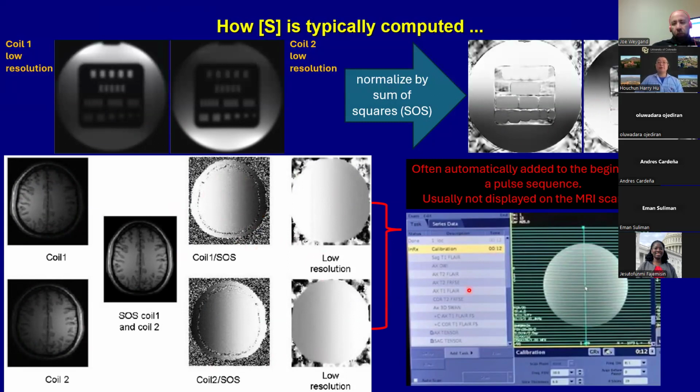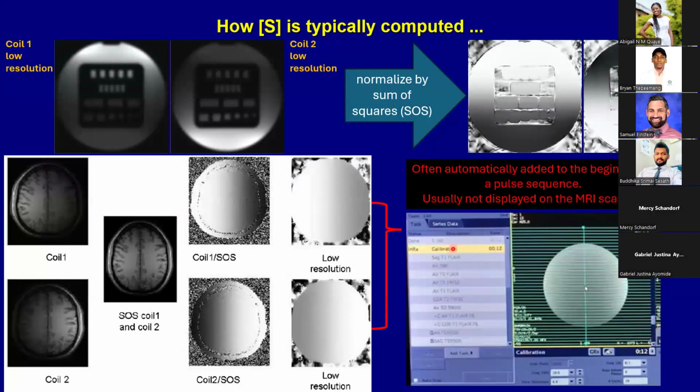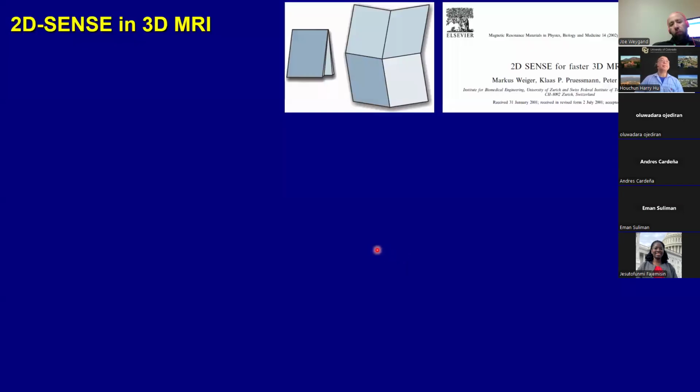This is a screen capture from a GE scanner. If you're ever on a GE scanner, you'll notice these calibration sequences. They're put in automatically when you set up a protocol. That's actually the SENSE coil calibration scans happening in the background. When you actually scan these, nothing comes out on the scanner. You don't see anything, but the data is there. So that's how you know that the parallel imaging is working.